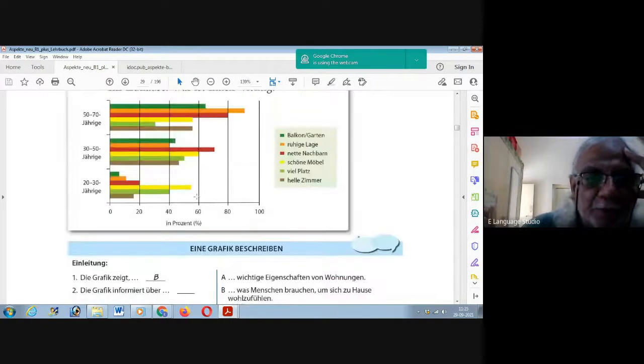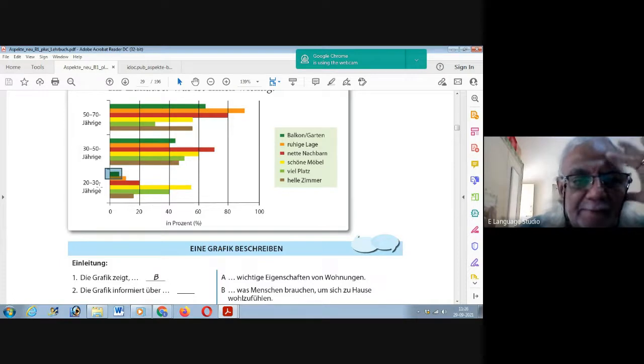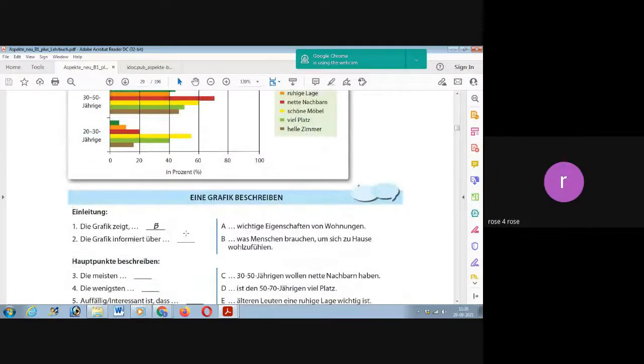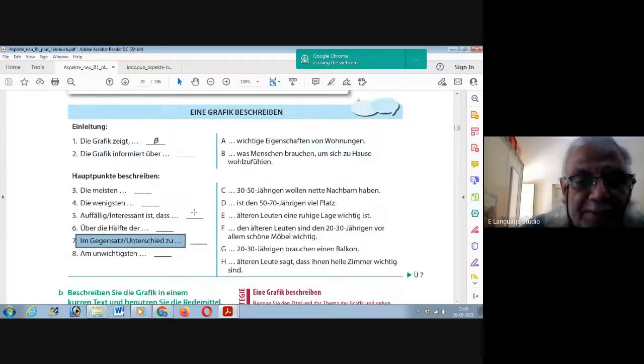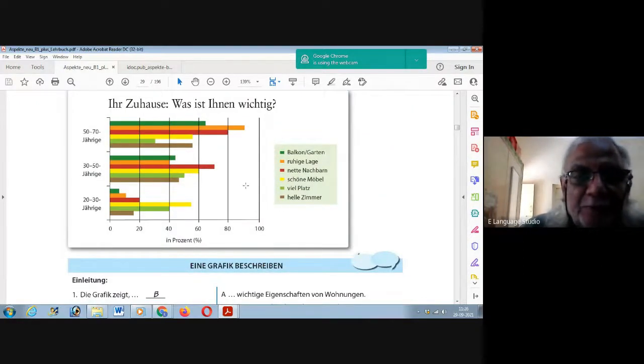What is most unimportant? So here, the least. Ein Balkon oder Garten ist am unwichtigsten für die 20 bis 30-Jährigen. The most unimportant for 20 to 30 year olds. Oder, now you can use this also. Im Gegensatz, as opposed to, oder im Unterschied zu, as opposed to, as in comparison with.